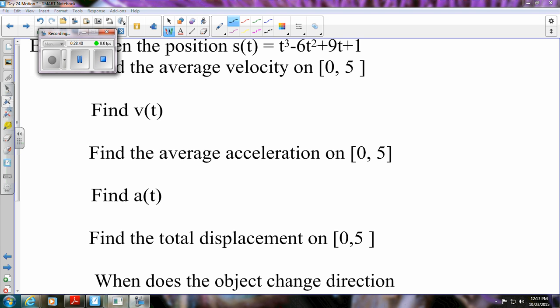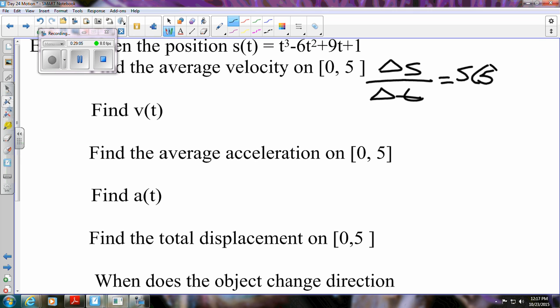So in this one, given the position, find the average velocity on the interval from time 0 to time 5. How do we get average velocity? Change in what over change in what? Yeah, it's change in position over change in time. So we'd have to figure out the position at time 5 and subtract the position at time 0. That would be the change in position, right? And what do we have to divide by? Change in time, so 5 minus 0.